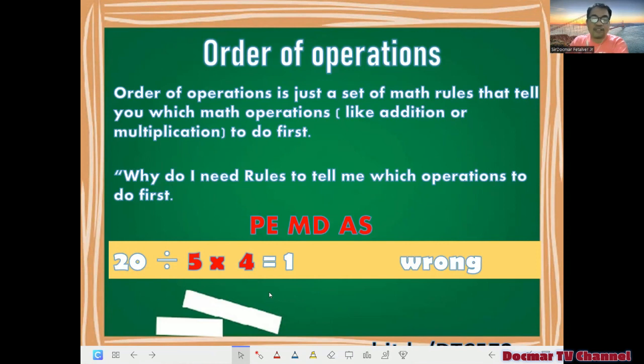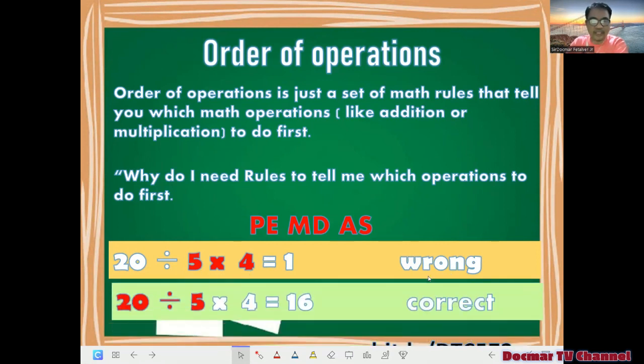Whatever operation is found first must be the order of doing these operations. Sometimes we do 5 times 4 equals 20 first. So therefore, 20 divided by 20 equals 1. So this is wrong. What we are going to do is, of course, divide first. 20 divided by 5 times 4 equals 16. So that is the correct answer, 16.